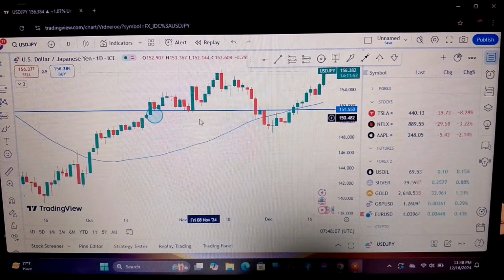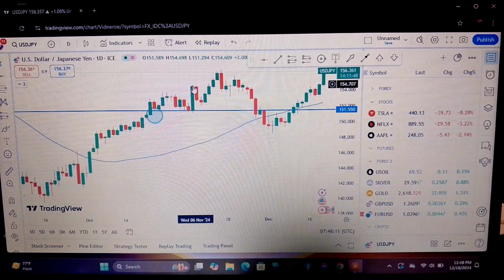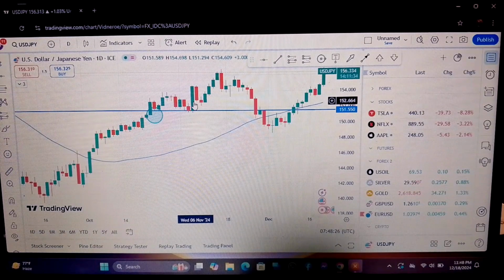So if you wanted to buy, all you need to do is wait for the price to come down a bit. Now this particular candle is a sign or a signal that we are in a bullish trend. Okay, so this particular candle is a sign that we're in a bullish trend.